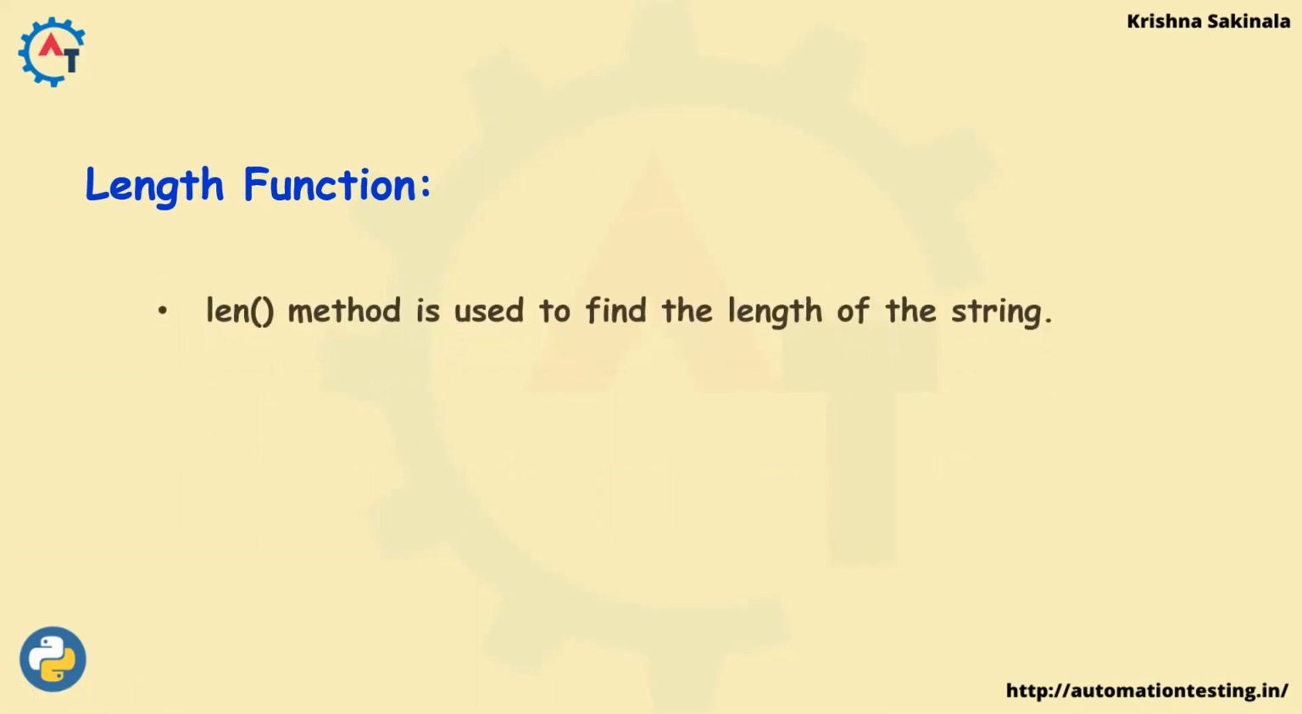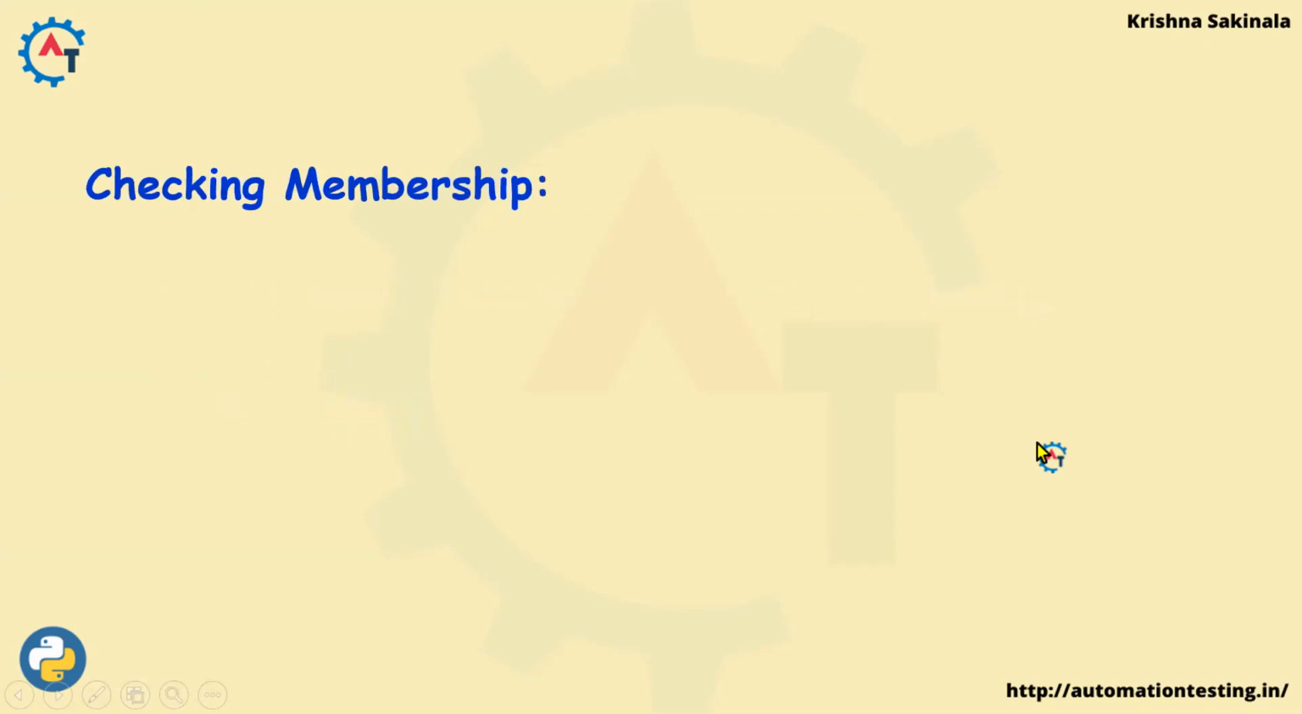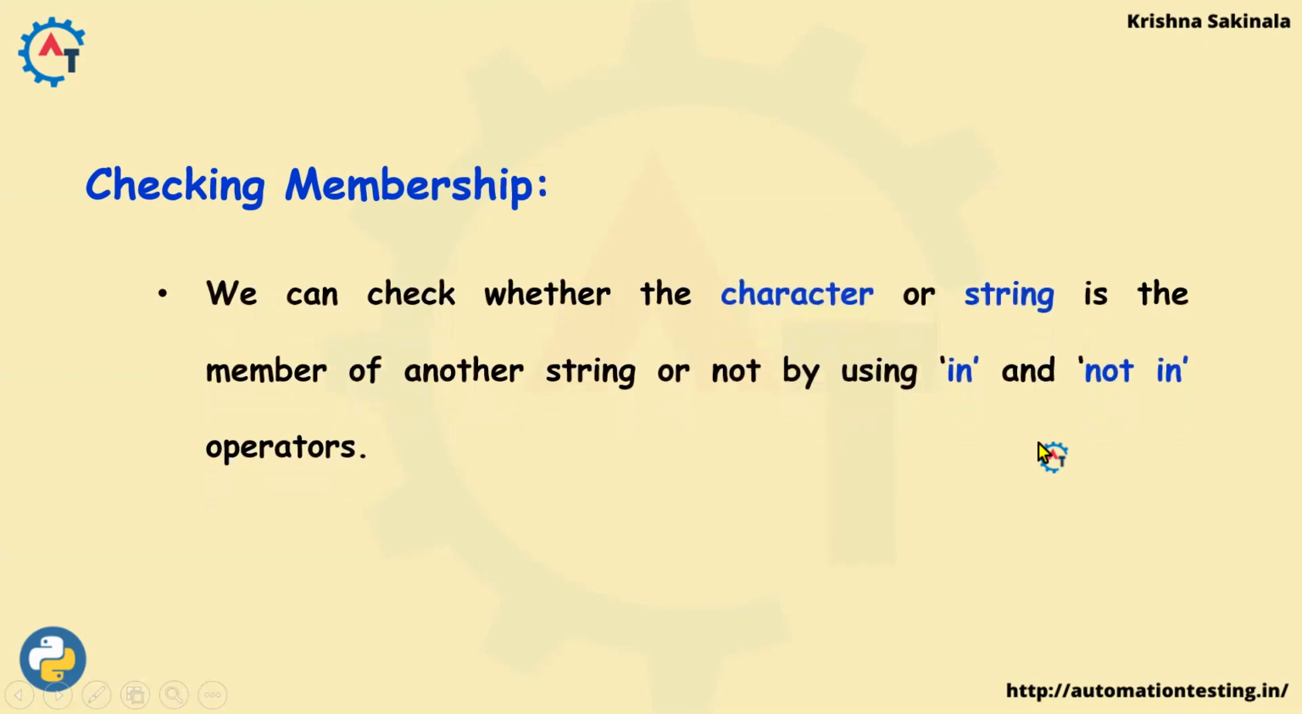Length function. So len, with the normal brackets, is used to find the length of the string. So an example is, if str is a string, then len of str will give the length of that str. Okay. So checking membership. We can check whether a character or string is a member of another string, means that it is present in that particular string or not, by using the in and not in operators. Right, I'm verifying that the substring is there in that particular original string using the in and not in operators.